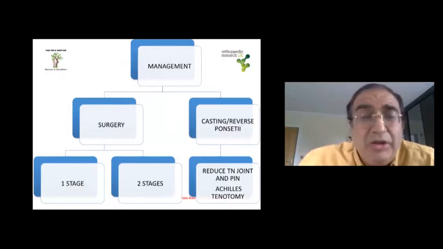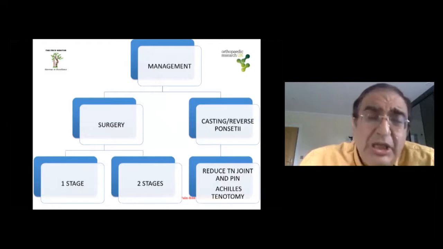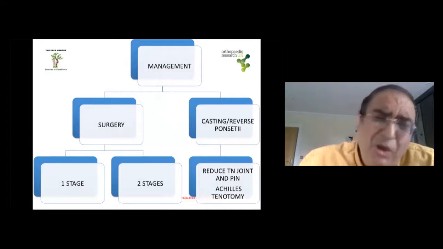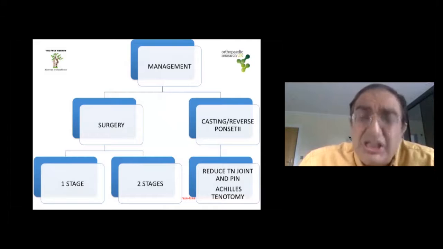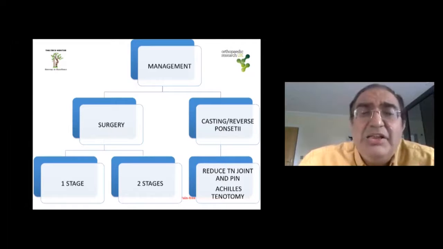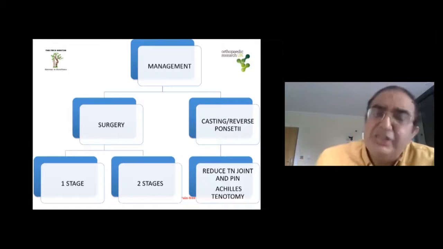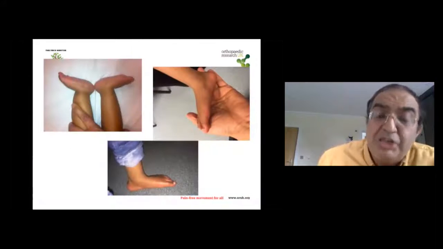So management of the congenital vertical talus, so far it was surgery, where you can do a one-stage procedure or a two-stage procedure, where you do a large Cincinnati incision and you have to do a lot of soft tissue and bony releases to reduce the talonavicular joint. But they found that surgery, unfortunately, results in a very stiff foot. So therefore now Dobbs, that's D-O-B-B-S, has gone for serial casting, which is called the reverse Ponseti. In clubfoot, you've got Ponseti. Here, you've got reverse Ponseti. So you do the serial casting to reduce the talonavicular joint and then an Achilles tenotomy to correct the equinus in the ankle.